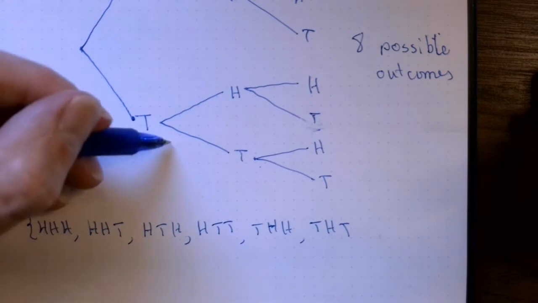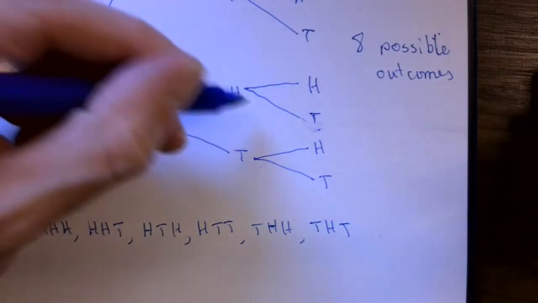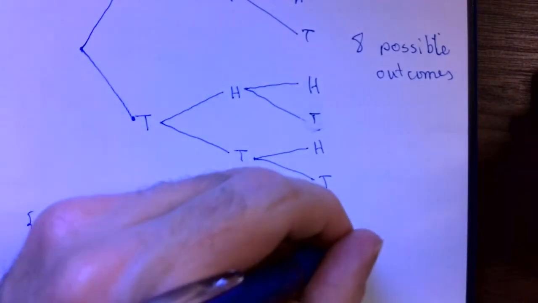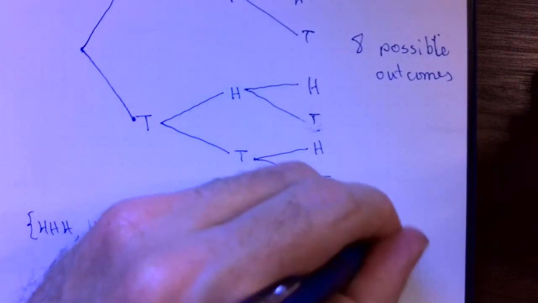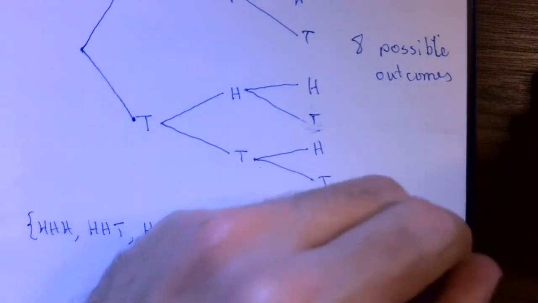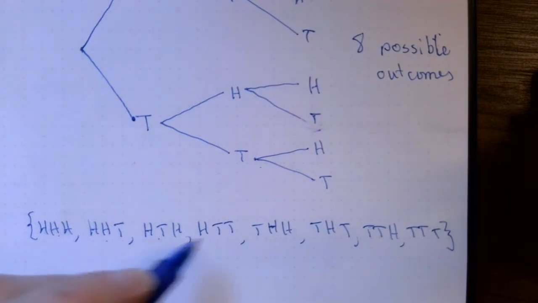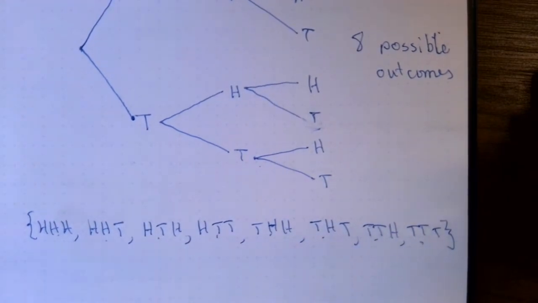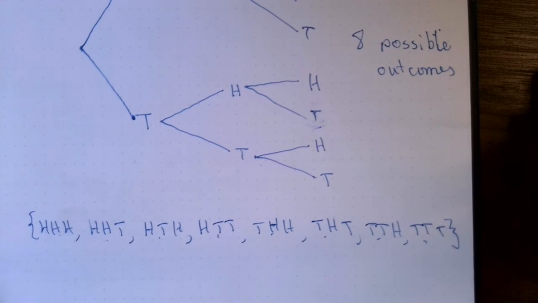Okay, so we got tails, heads, heads, tails, heads, tails, tails, tails, heads. And finally, tails, tails, tails. Let's just do a quick count. 1, 2, 3, 4, 5, 6, 7, 8. Okay, we've got all the possibilities there. So this is the sample space.